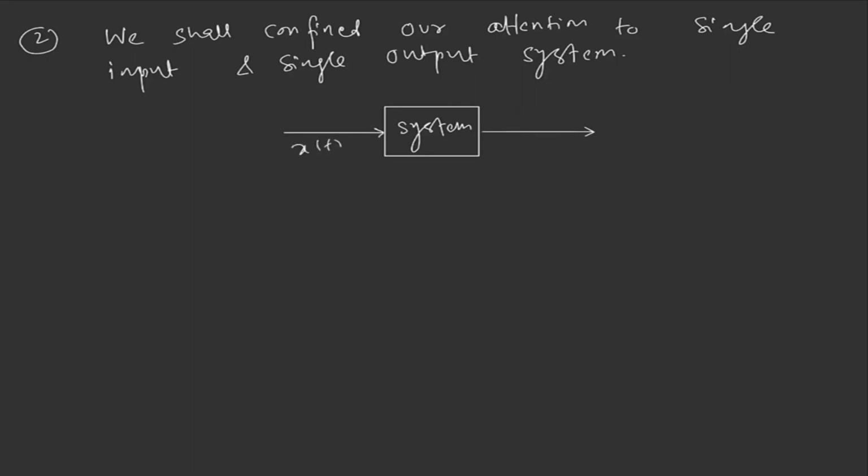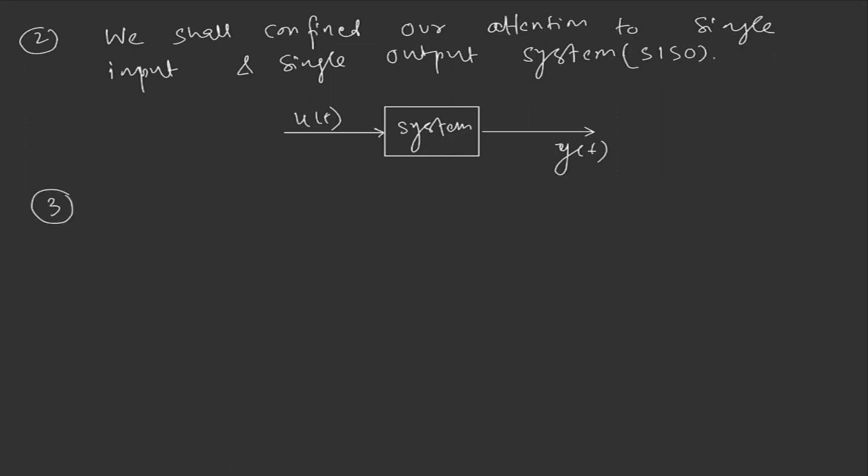If it is x of t, it is single input and single output, or u of t can be your input and y can be your output. So single input and single output system. Sometimes we refer to it as a SISO system, single input and single output system.